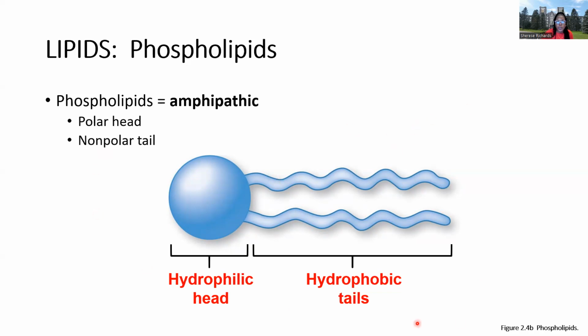All right, so this is what we mean by being amphipathic. So it has properties of both. It can interact nicely with water as far as the polar heads, and then it has the non-polar tails, which can interact nicely with fats.